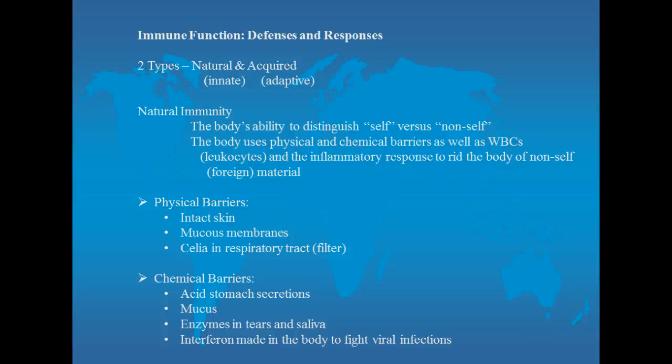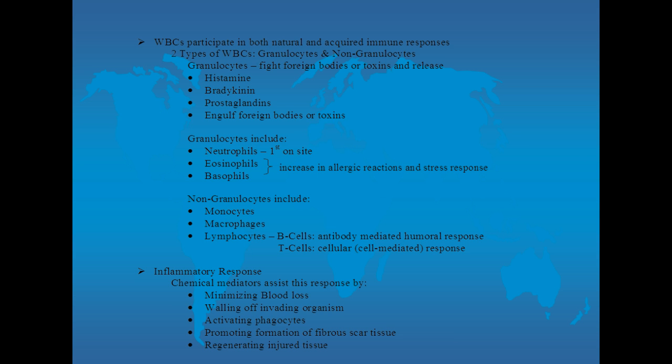You've got your chemical barriers. We talked about this as well. Acid in stomach secretions, which is real important for killing germs in food that you eat so that they don't hurt you. Mucus is going to collect material and you cough it up, or it goes through your gut and your system. Enzymes in tears and saliva. You've got the enzymes in your tears that keep your eyes from getting infected, and in your saliva. Interferon is made in the body to fight viral infections as well. So you've got lots and lots of barriers that your body has to keep you healthy.